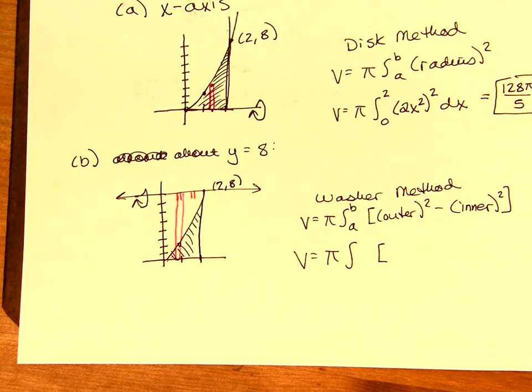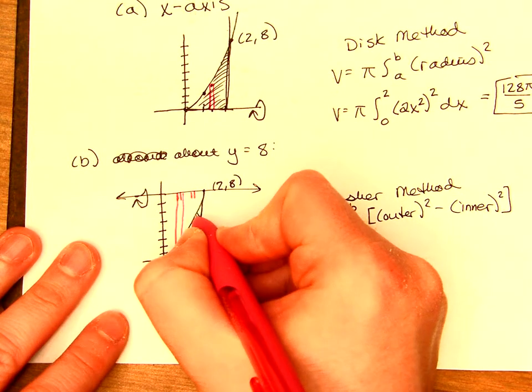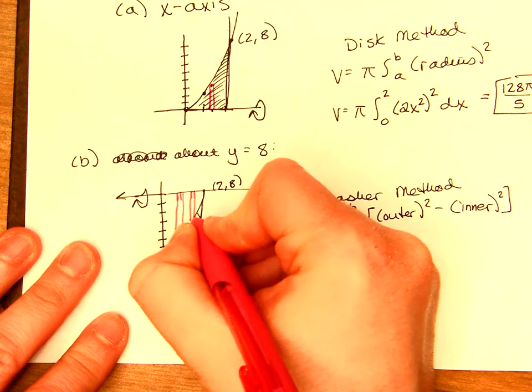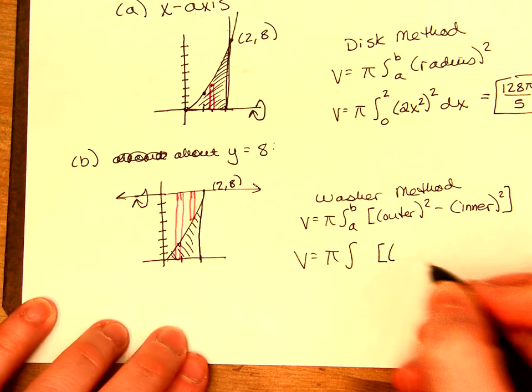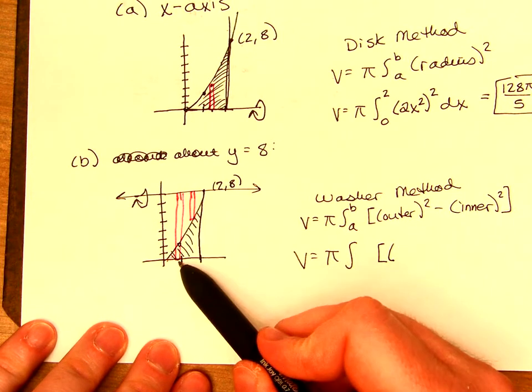My inner radius is going to go from y equals 8 down to the closer part of your region, which is the parabola, and it's going to look like this. And those are my two radii. My outer radius, actually you take a moment, pause the video, see if you can figure out the outer radius, and see if you can figure out the inner radius.